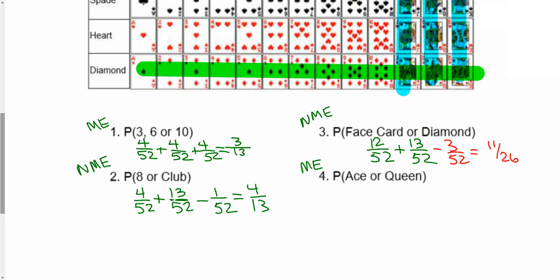Okay, probability of an ace, there's 4 of those. Probability of a queen, there's 4 of those. And it's mutually exclusive, so you could subtract 0 or just leave the end blank. 2 out of 13. Is this making sense? Okay.